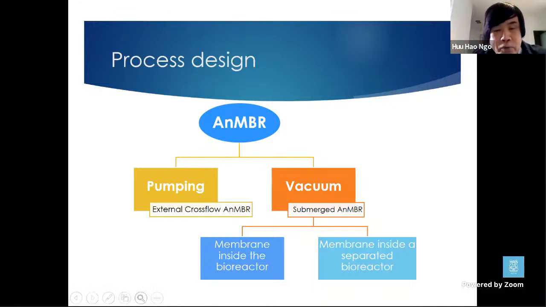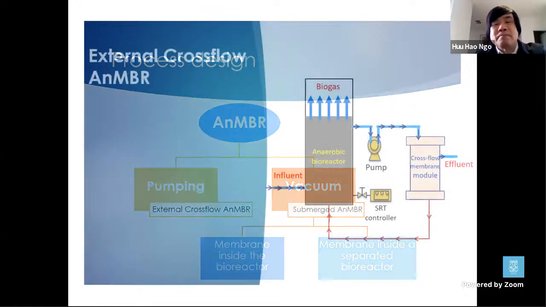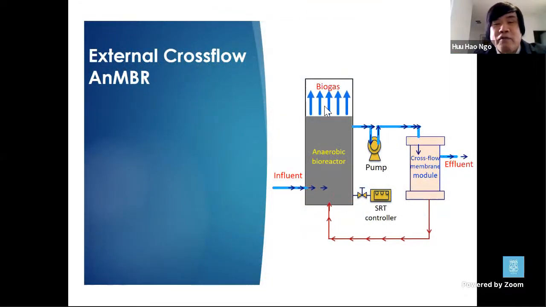So we can divide them into two groups. The first group is where we put the membrane inside the bioreactor. The second group is where we put the membrane in a separate tank. This one is the external cross-flow anaerobic MBR. You can see we have a cross-flow membrane module here, and an anaerobic bioreactor here, and they produce biogas. The influent comes in and the effluent comes out, but the sludge has to be recirculated back to the anaerobic bioreactor.